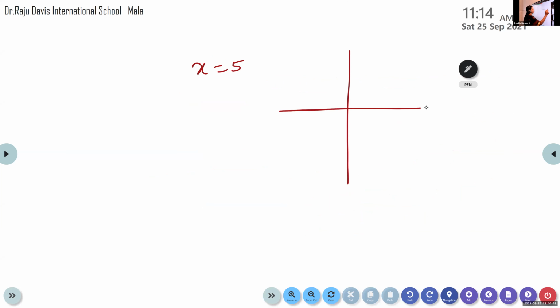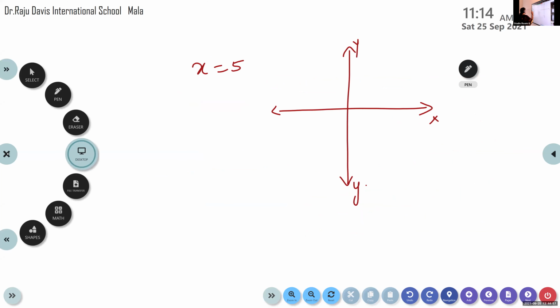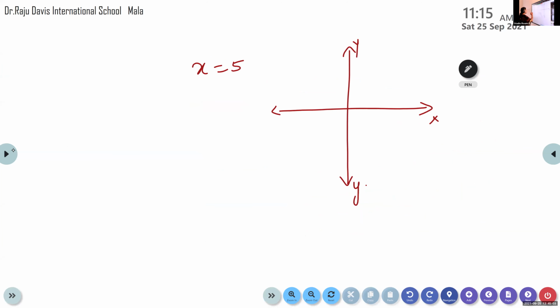Okay, suppose this is the x-axis and y-axis. x is equal to 5. How will you draw this? The x value is constant. So x is equal to 5 means we will be getting a line which is parallel to the y-axis. Is it correct? The x value is always 5.